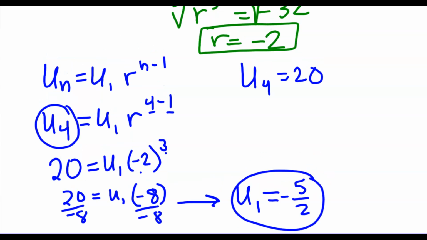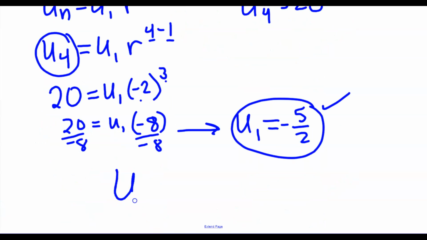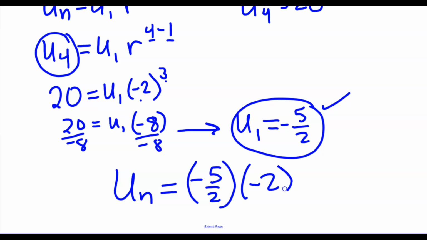I know the common ratio is negative 2. I know that the first term is negative 5/2, so I can write the equation like this. u1 times r to the n minus 1.